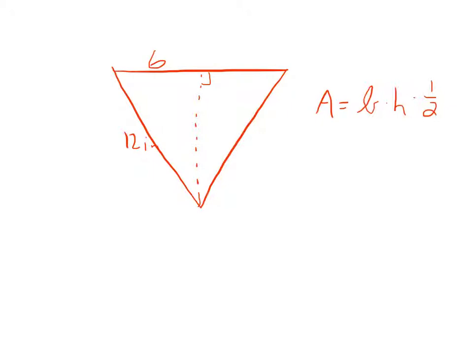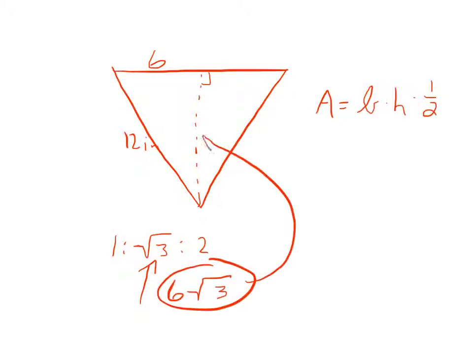And we can say here that we've got a 30-60-90 triangle. We can use those same side ratios, and if we remember, the scale factor is 1, the square root of 3, 2, so the scale factor here is 6. So I'm going to multiply 6 by this number. 6 times the square root of 3 is going to be the length of that side over here, of the height.